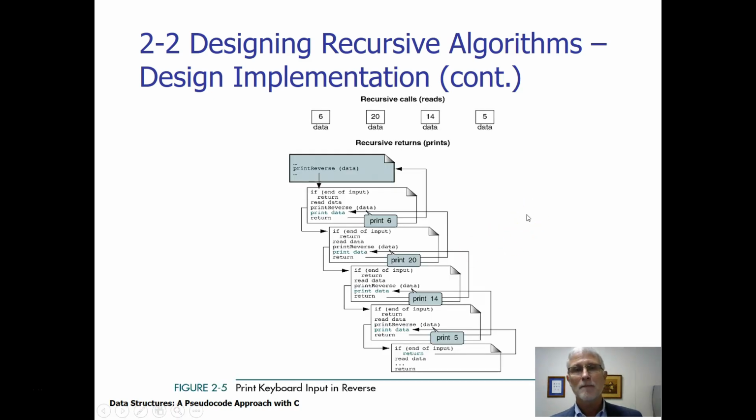Just to give you a rough idea, we type in 6, 20, 14, and 5. So I call it with data 6. It says, hey, is it the end of the input? Is it a carriage return? The answer is no. So this is not true. So I go down here, read data. That reads data ends up being 6, but now I call that again and then read the character 6. Goes down here, reads data. It says not the end. Read data. That gives me a 20.